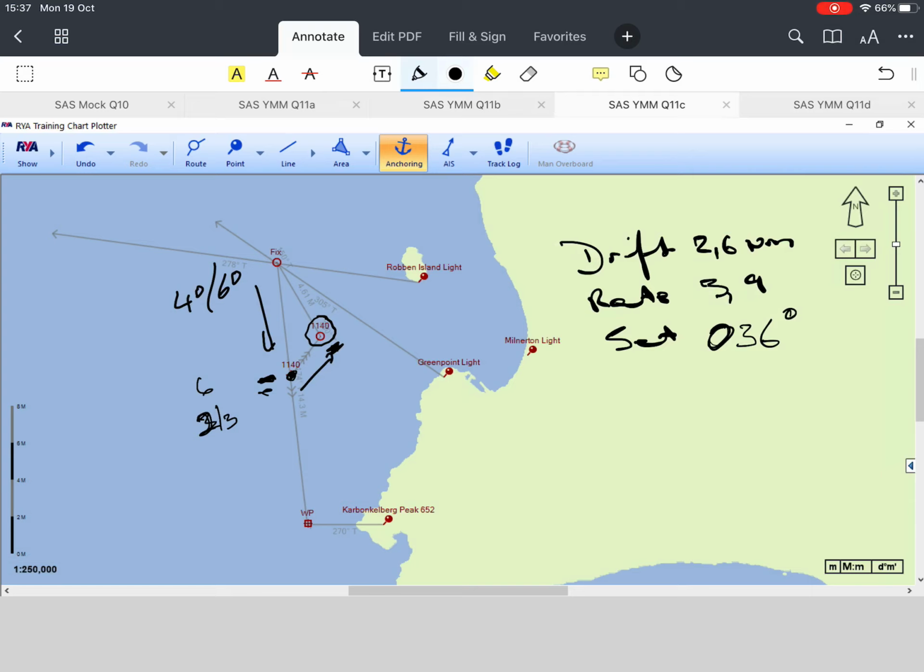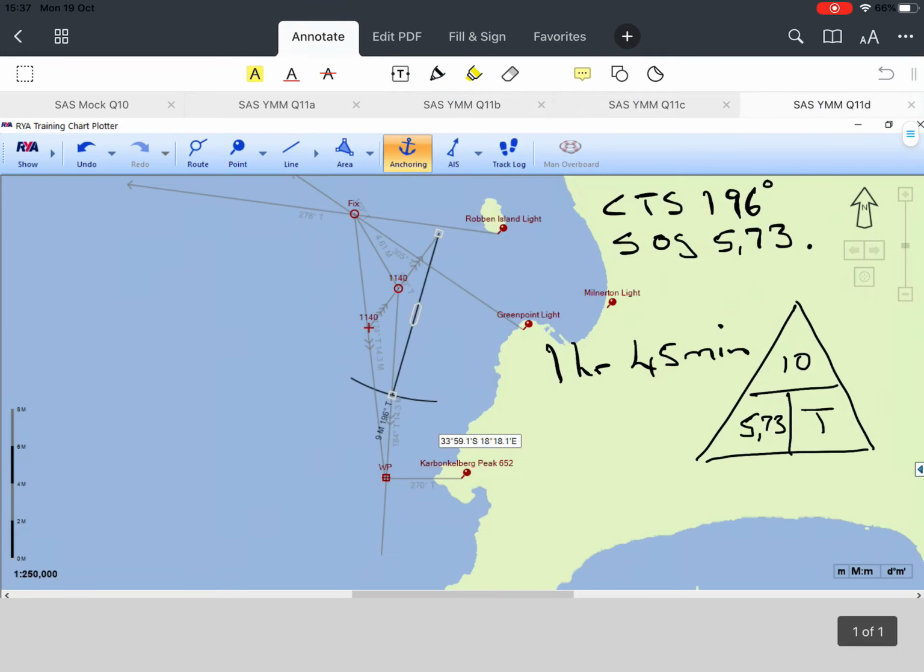Because we ended up going less than what we thought we did, we had the tide against us. The amount of drift in 40 minutes was 2.6 nautical miles. That means the rate in a full hour would have been 3.9. Our set was 0.36.